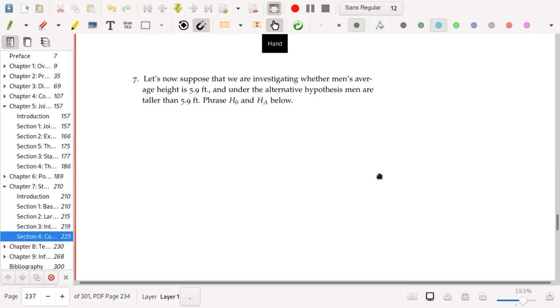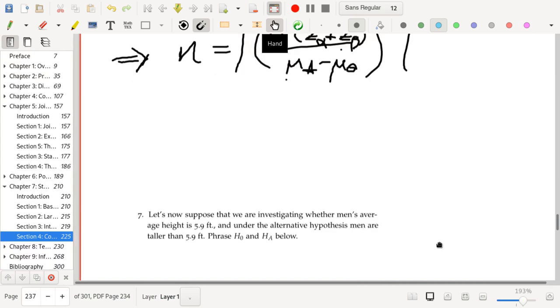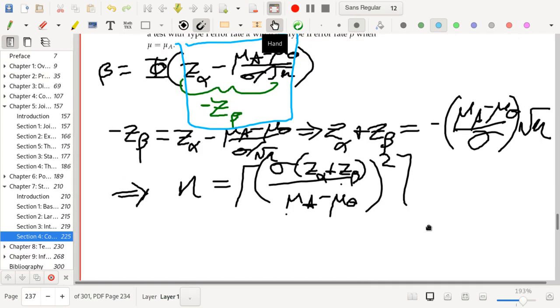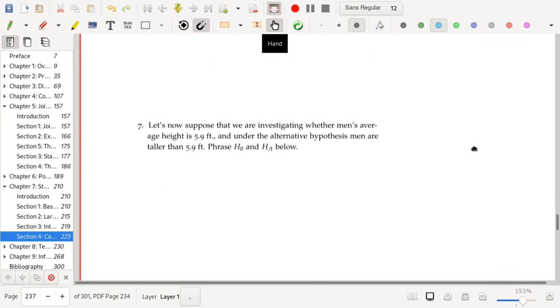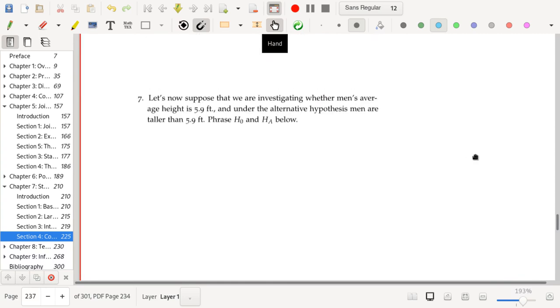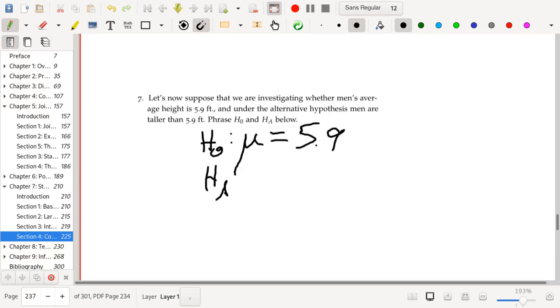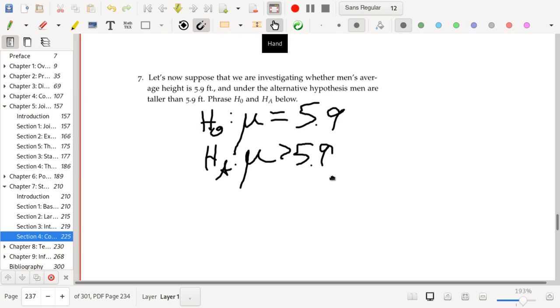We've actually done all of the theoretical analysis of the test. We have a formula for type 2 errors. We have a formula for sample size planning, and so on. So we actually start to get to plug in numbers. Suppose we are investigating whether men's average height is 5.9 feet, and under the alternative hypothesis, men are taller than 5.9 feet. Phrase the null alternative hypothesis. So the null hypothesis says the mean height for men is equal to 5.9 feet. The alternative says that the mean is greater than 5.9 feet. All right, so that's part 7.